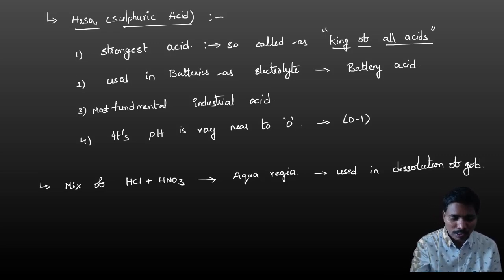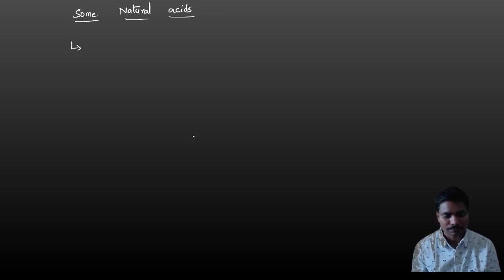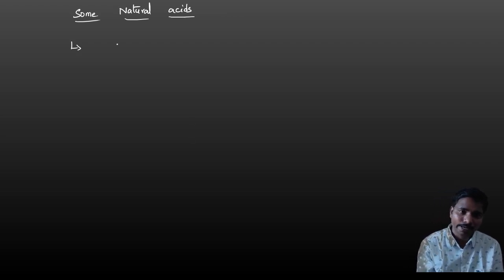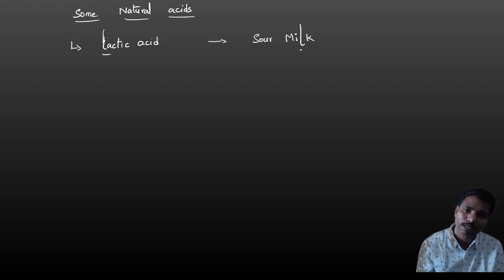Now coming to some naturally occurring acids, natural acids that are generally present in food. For example, let us take lactic acid. Lactic acid is present in sour milk.